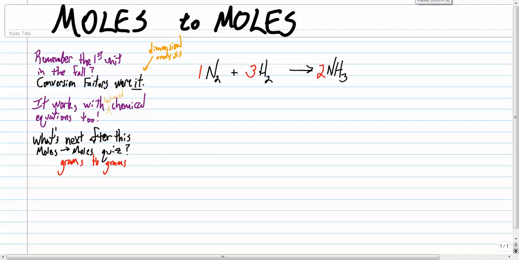Okay, so you're about to take the moles to moles quiz, and you've already learned how to balance equations. So when you see these coefficients here, this 1 and this 3 and this 2, you know that it takes 1 nitrogen molecule and 3 hydrogen molecules to make 2 of these ammonia molecules.